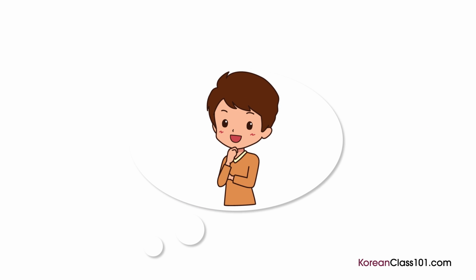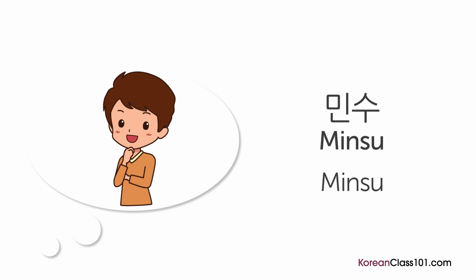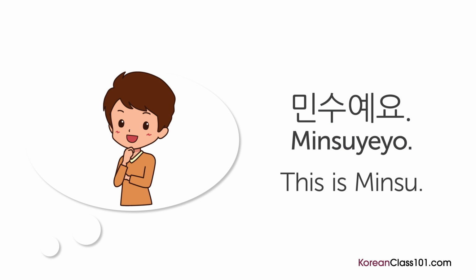Let's say you want to introduce your new friend, 민수. How would you say, this is 민수? 민수 ends in a vowel, so you say 민수 예요 with the 예요 ending.